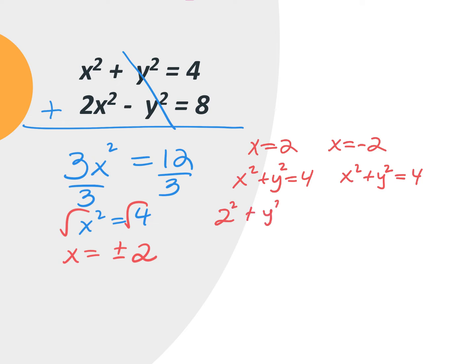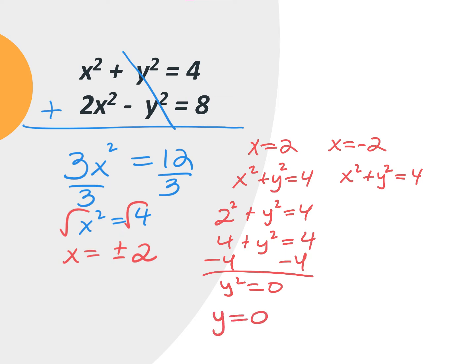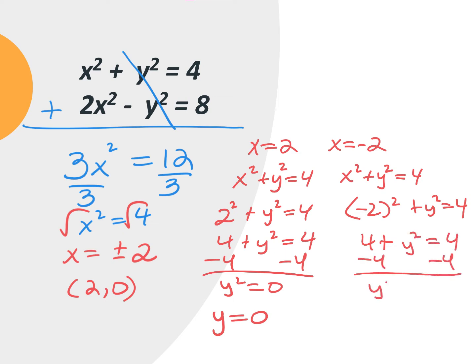2 squared is 4. Subtract the 4. Y squared equals 0. Square root it, it's just 0. So my first ordered pair is 2, 0. Then for the next one, same thing. As soon as I square the negative 2, it turns positive. And then when I move it, I get y squared equals 0. Same thing. Square root it. So my other solution where these two intersect is going to be the ordered pair positive 2, 0 and negative 2, 0.